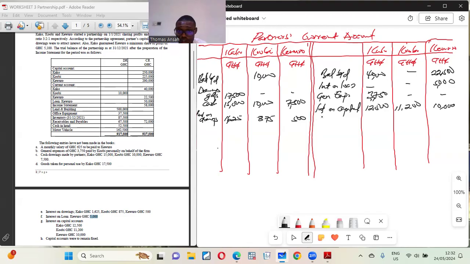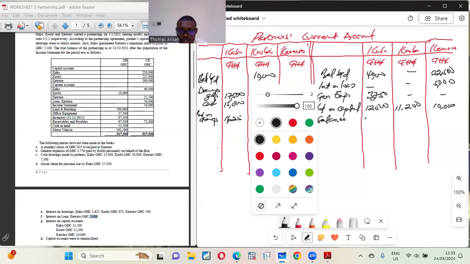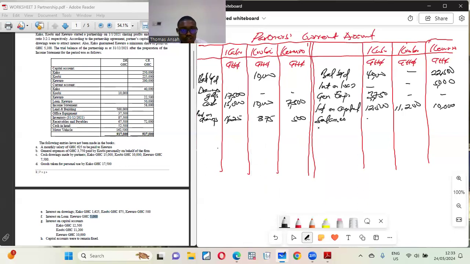Then what else? Salary, right? So who took the salary? Let's check who took. Kehuro took the salary, and salary is 7,500, right? Okay, so the general expenses is not for this guy. The general expenses is for who? Kobe. So Kobe should rather have the general expense. So be careful. You see how I can even make a mistake in there.